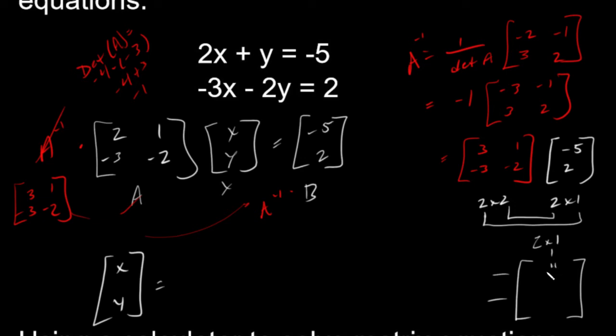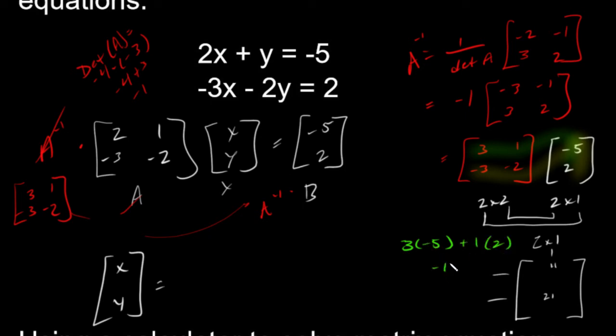So that's where I'll put my stuff. So it's 1, 1 and 2, 1 are the entries there. And that's going to require me to use the first row, first column, and the second row, first column. So this is going to be 3 times negative 5 plus 2 times 1, or 1 times 2. And that gives you negative 15 plus 2, which is negative 13.